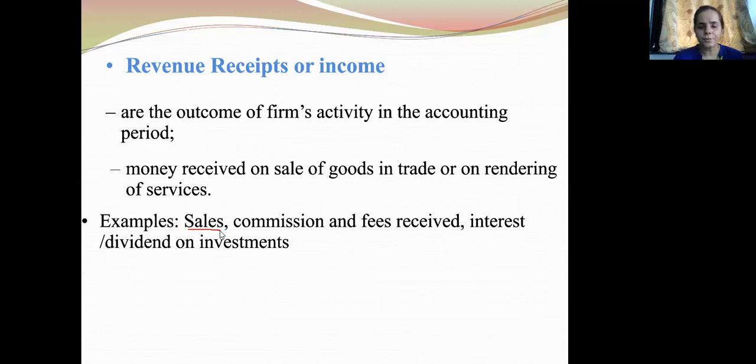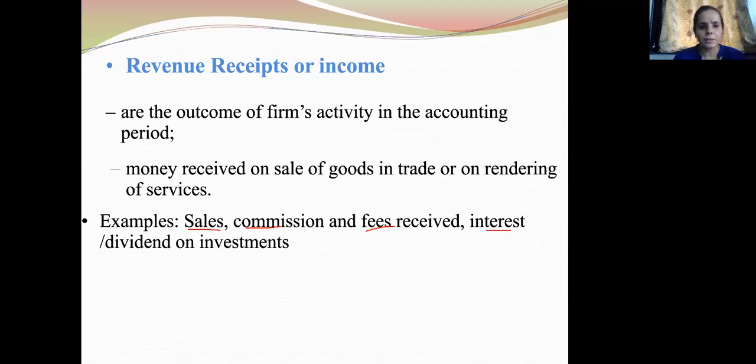Whatever business activity we are conducting, whatever item we are selling, we will settle it again and again. And income from this is called the revenue receipt or revenue income. Same thing, if we are receiving commission, fees, or interest, all these are recurring in nature. We will sell again and again in a year. We will get commission for every sale, we will get interest every year, and dividend quarterly, every six months, or yearly. So income from these types of activities is called the revenue receipt.